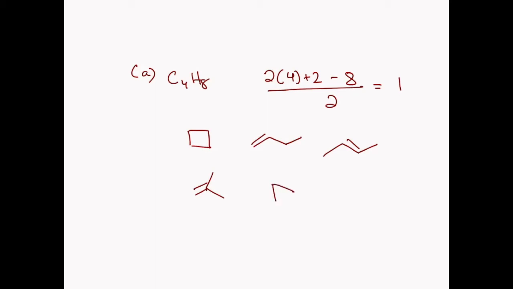And you could have a cyclopropane ring with a methyl hanging off. So those are the possible compounds you could have with this formula. Okay, let's do the next one with the formula C4H6.